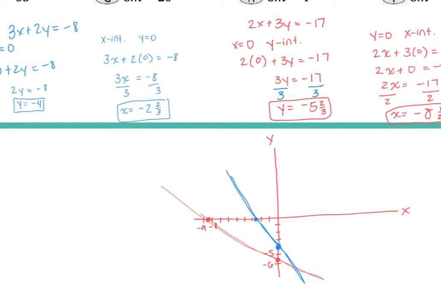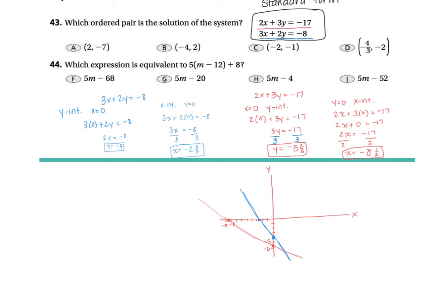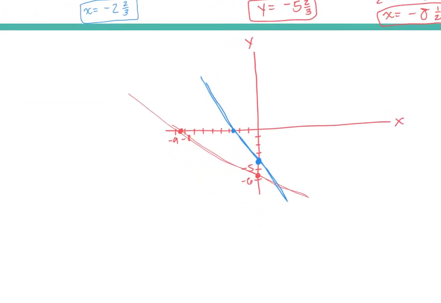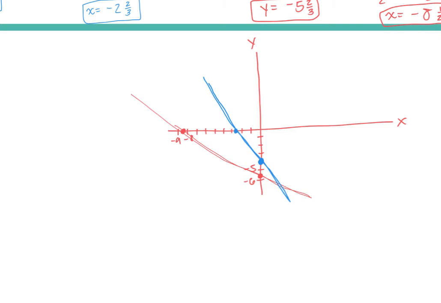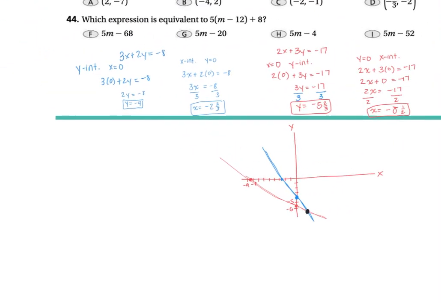Now, in Notability, it's a bit easier because you guys can draw straight lines. For me, it's a little bit harder because I'm using a different system. But of the answer choices, which one do you think is this point over here, where the 2 graphs cross? Because remember, that's going to be our solution. Roy, what do you think it is?